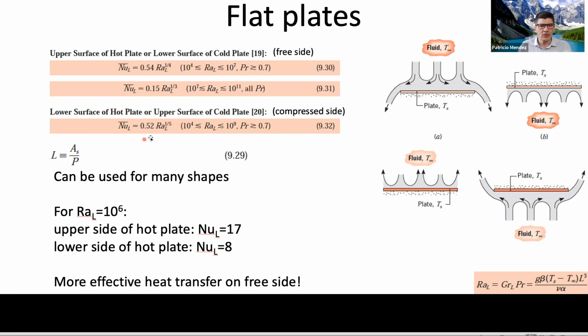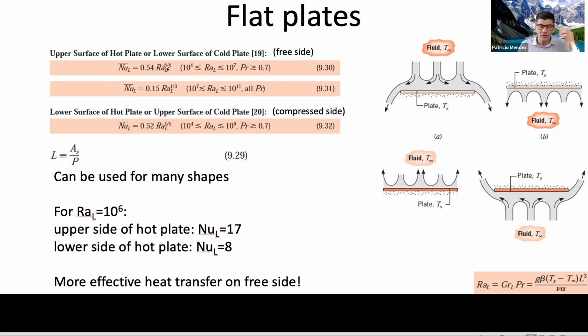We have a correlation that goes with Rayleigh to the 1/5 for the compressed part in this case. For the free side, the side that develops this turbulence, we have two calculations. One depends on whether the fluid is more like a wake, wouldn't be really laminar, but it's low turbulence, or if the fluid would be really turbulent.